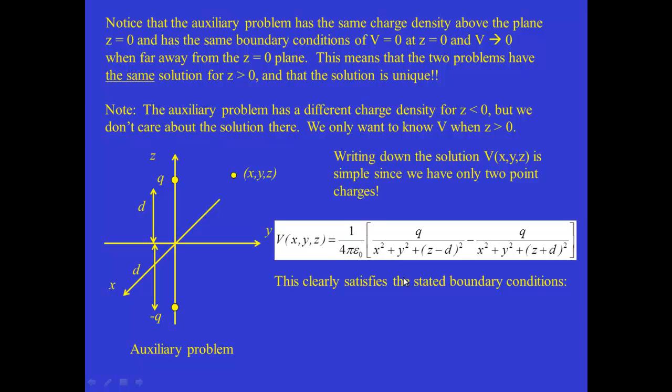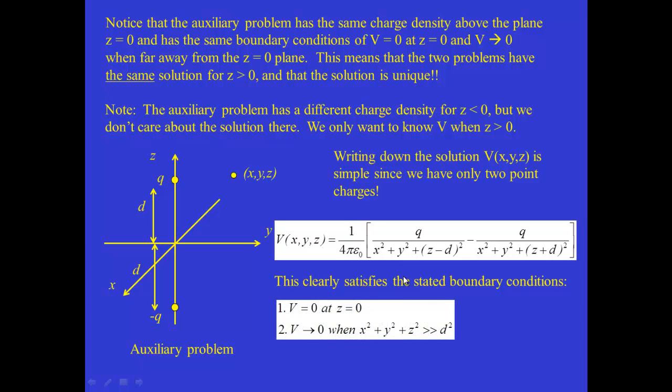Notice that this solution clearly satisfies the stated boundary conditions. If we look at z equals 0, we see the two terms are equal and opposite, and so the potential goes to 0. And when x squared plus y squared plus z squared becomes large, then the potential indeed goes to 0.